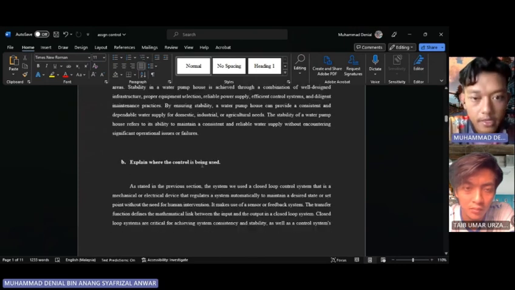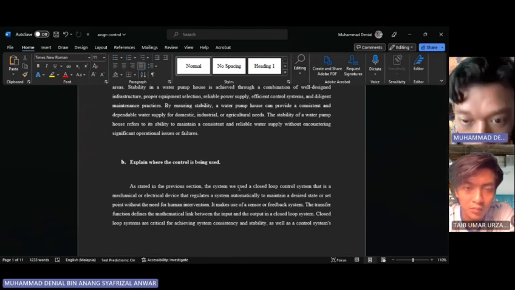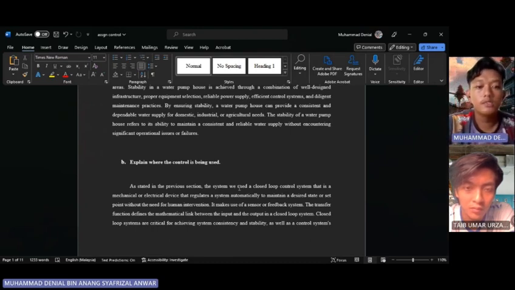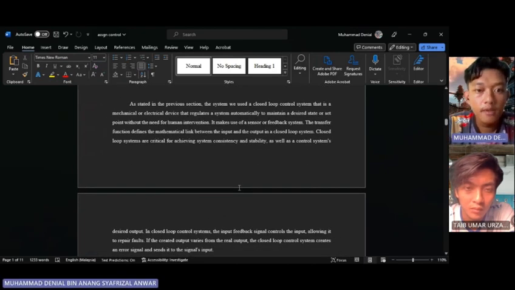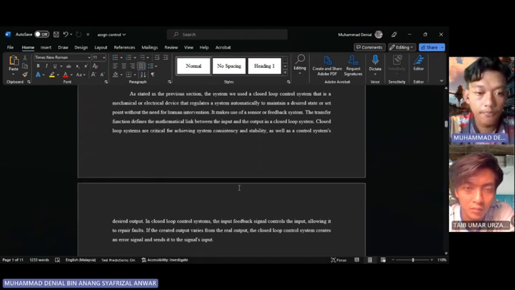Where the control is being used. As stated in the previous section, the system we use is a closed-loop control system, which is a mechanical or electrical device that regulates a system automatically to maintain a desired state or set point without the need for human intervention. It makes use of a sensor or feedback system. The transfer function defines the mathematical link between the input and the output in a closed-loop system.